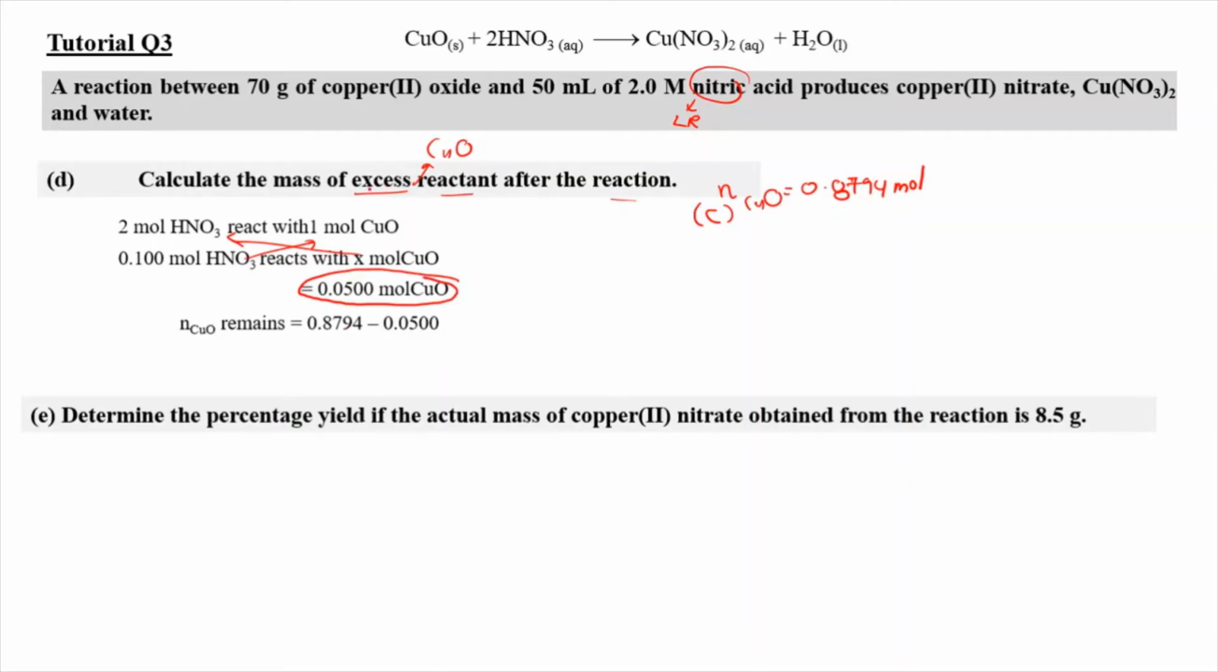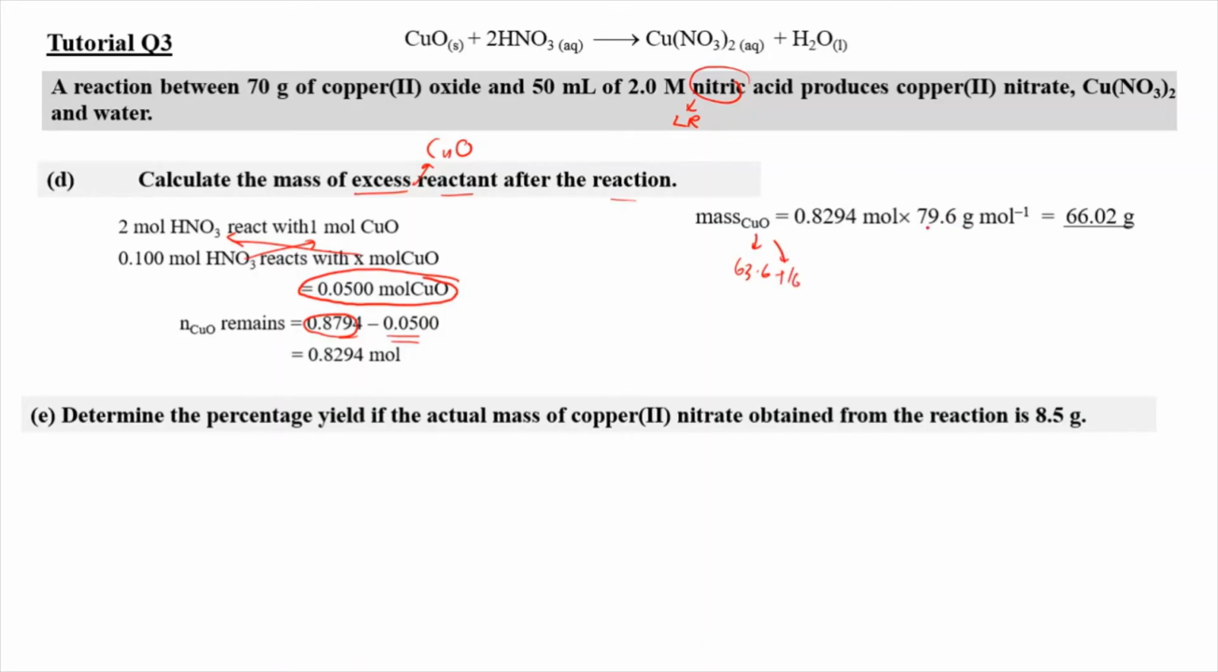So the excess reactant after the reaction you can calculate by the number of mole available minus the number of mole that has been used up. So 0.8794 minus 0.05, you're going to get 0.8294 mole. So the mass of the copper oxide is basically mole times the molar mass. So the mole is 0.8294 multiplied by the molar mass of the copper oxide, which is 63.6 plus 16, 79.6. So once you calculate it, you're going to get 66.02 gram. So this is the mass of the excess reactant CuO after the reaction, because during the reaction you only use up 0.05.